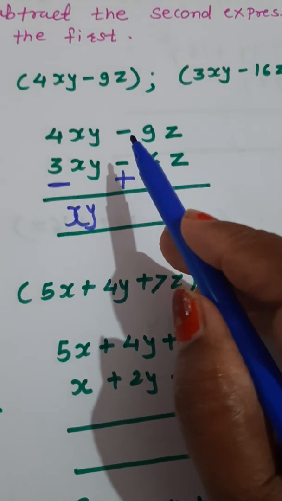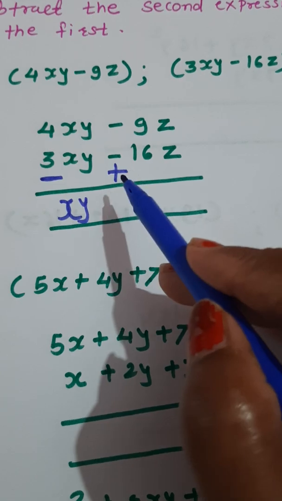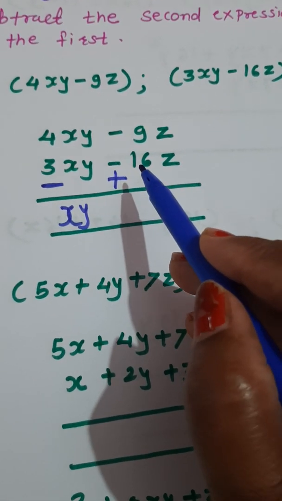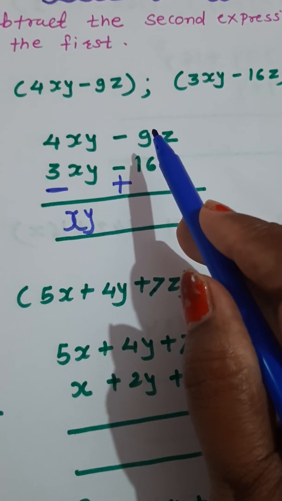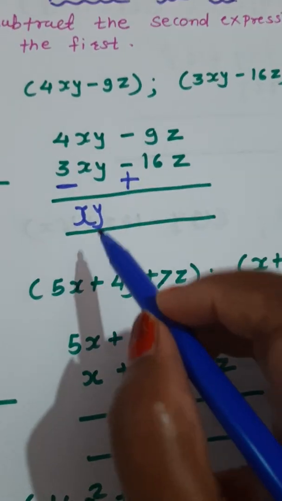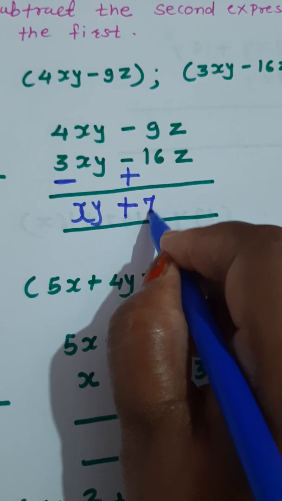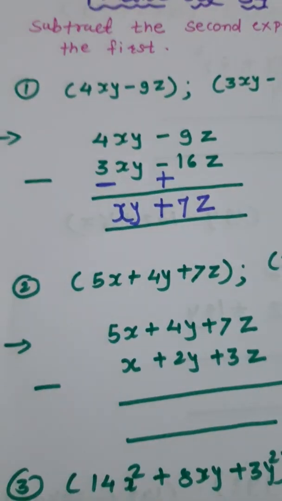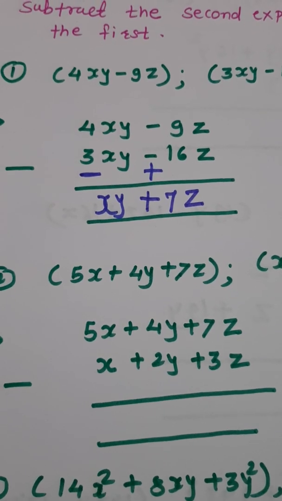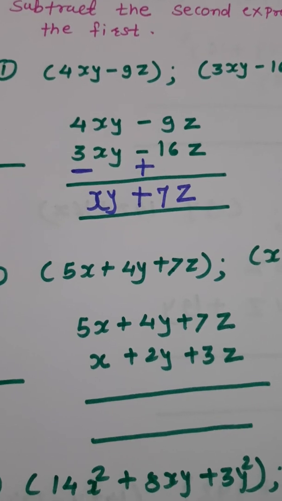Now here, minus 9z plus 16z. Again different signs. Different signs means subtraction. 16 minus 9, 7, and sign of big number. Now big number is positive. So what will come? Positive 7z. Like this you have to solve the problems of subtraction. It is more clear when you will solve more problems.